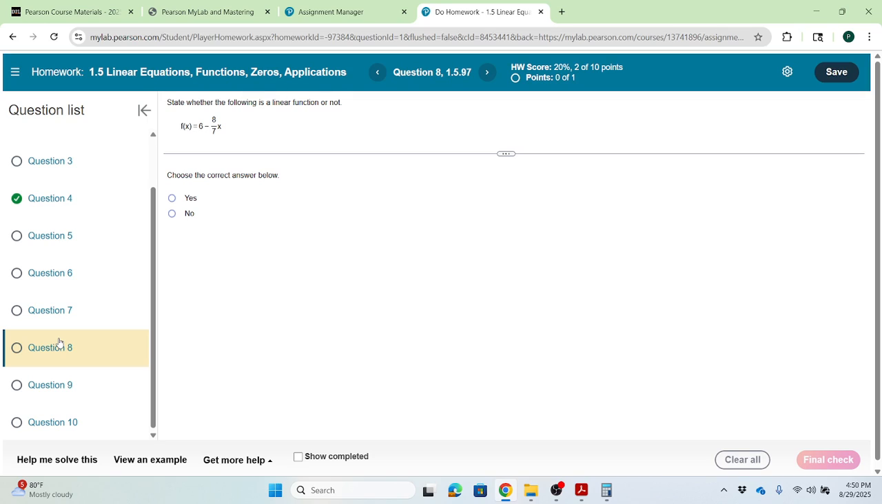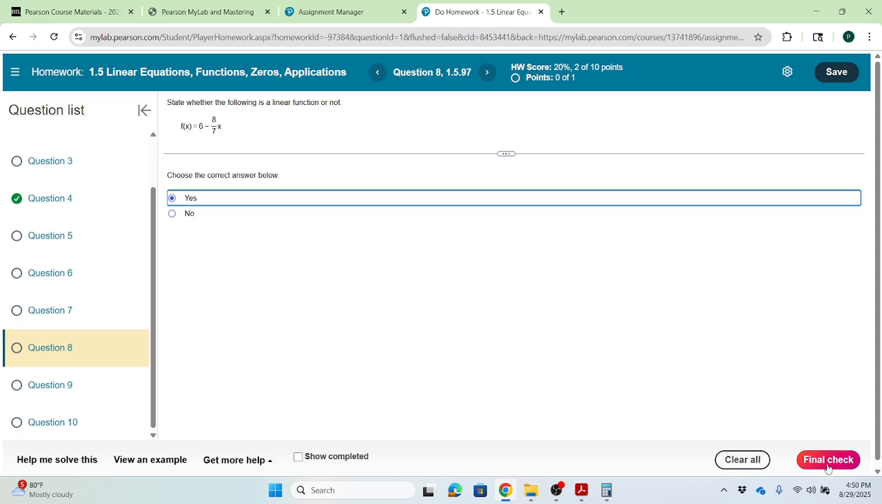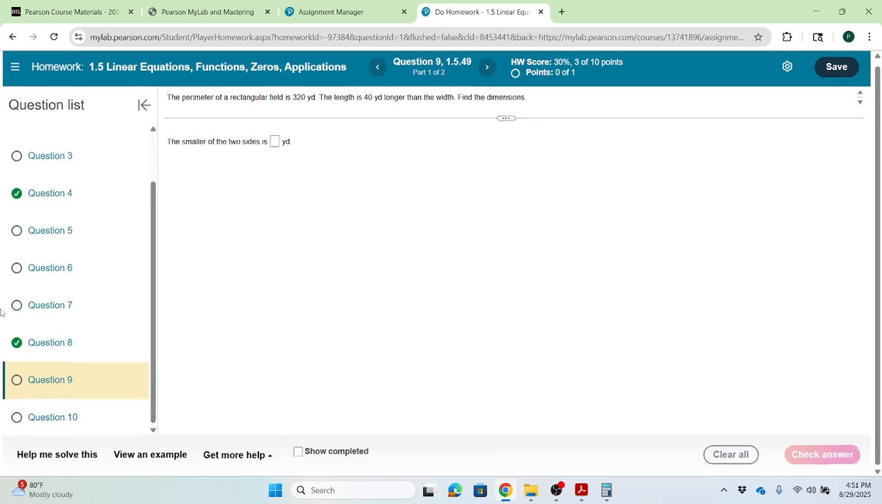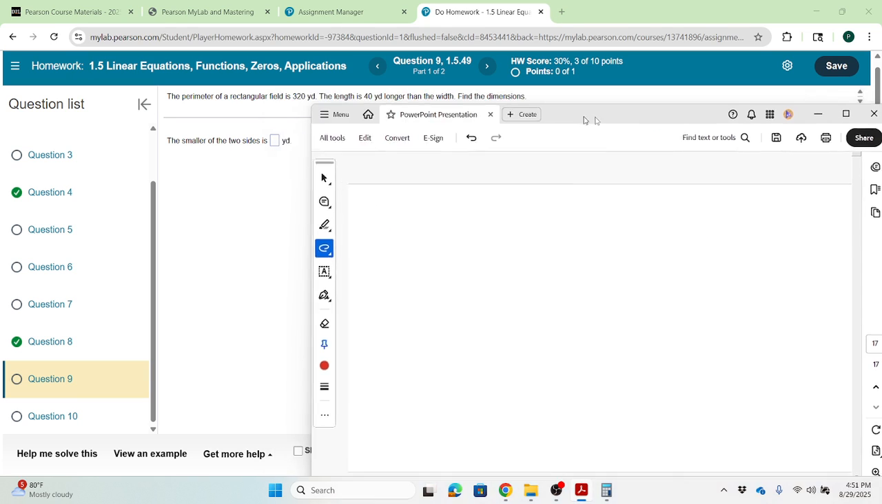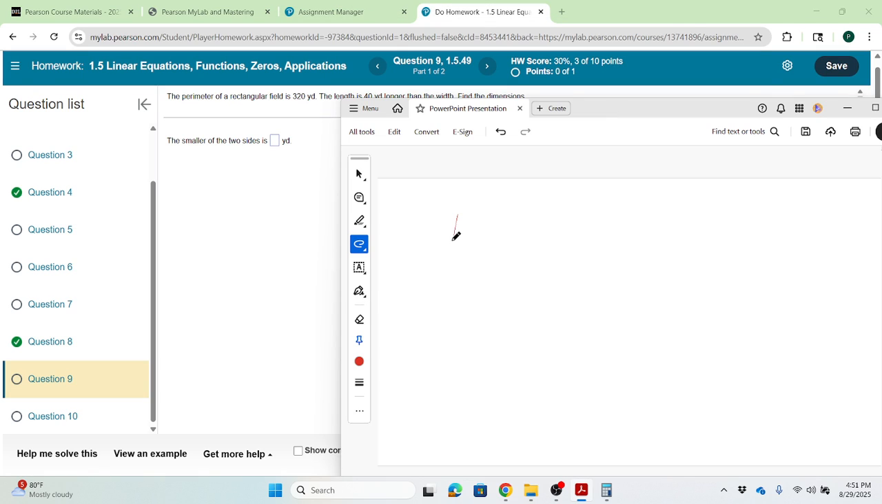Okay, let's do another problem. State whether the function is a linear function or not. This is the function, here is the variable x, and the power of x is 1. That means it's a linear function. Okay, now this is the application problem. The perimeter of a rectangular field is 320 yards. The length is 40 yards longer than the width. Find the dimensions. So there is a rectangular field here, and we would like to find out the dimensions.